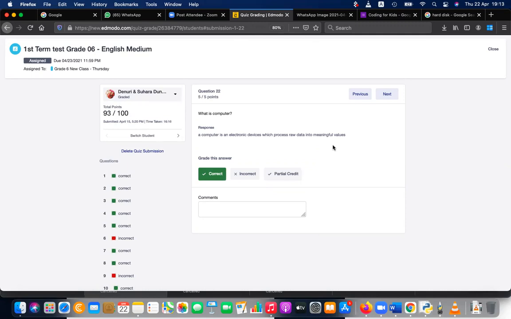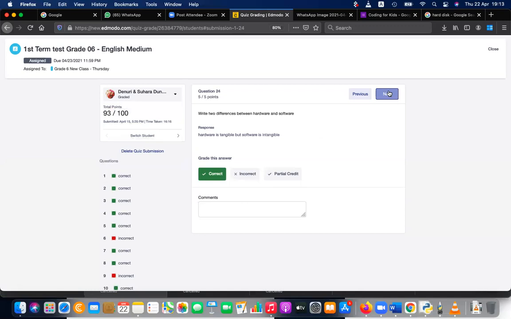It is used to work efficiently, helping us do tasks efficiently. Next, what is software? Software is a set of programs. Yes, correct. We discussed that, right?